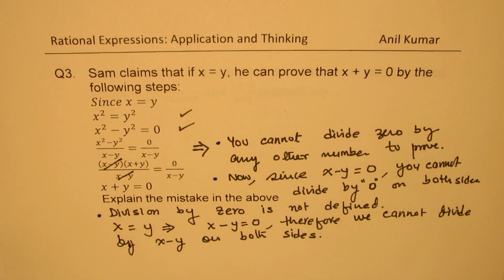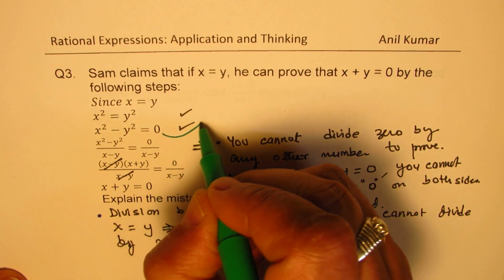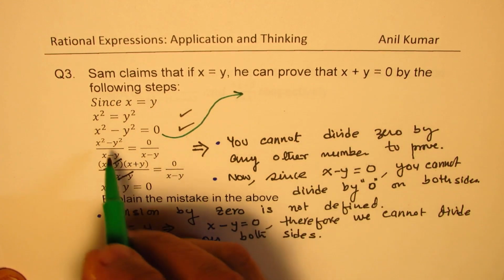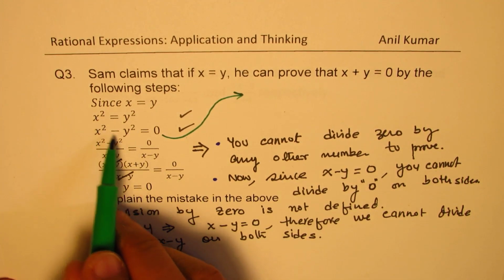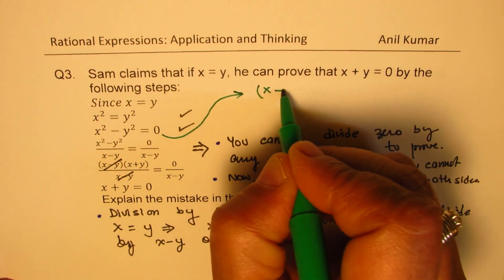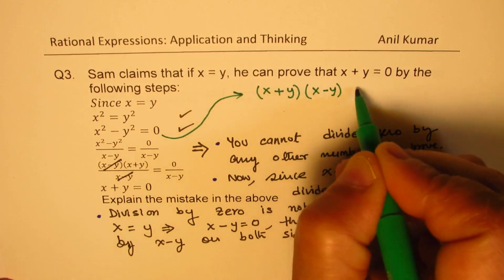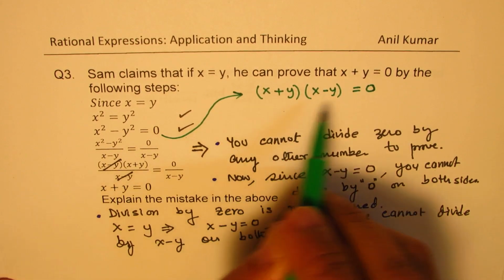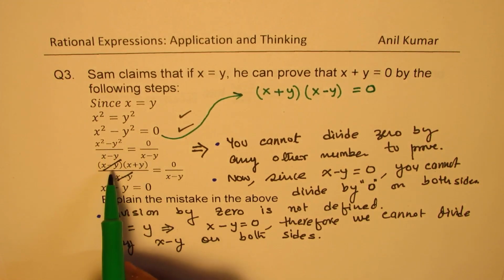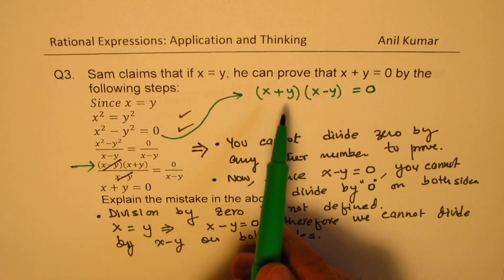Now, let's get back to this question once again and try to understand. Now, let's give an alternate proof from here. When we say that x squared minus y squared equals 0, we could say, by factoring, x plus y times x minus y equals 0. Correct? Which has been done here, right? It has been factored.